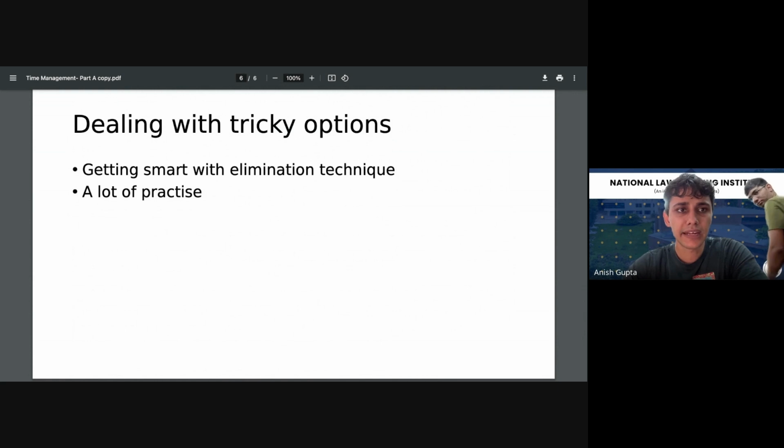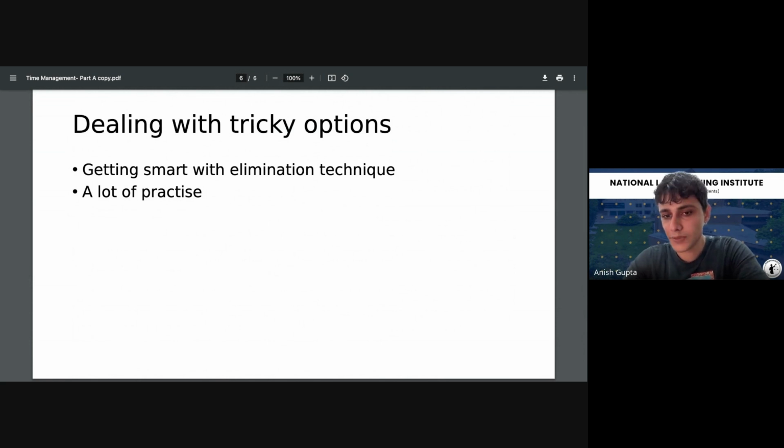The next one is how do you deal with the tricky options, which is that if let's say you are in the exam, this comes across as a very significant problem when students are going through their paper and questions, they end up having some very tricky options in between. First is that you need to sharpen up your elimination technique. So in a short while, we'll also take a session for you on how you go about doing elimination technique.